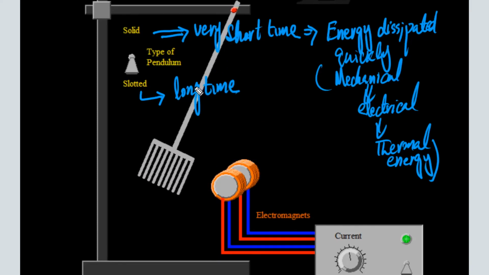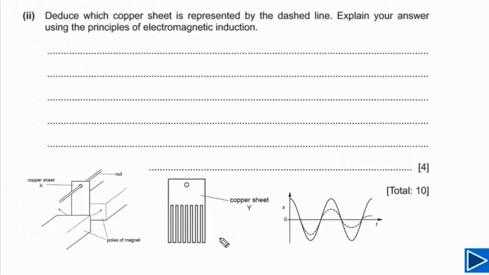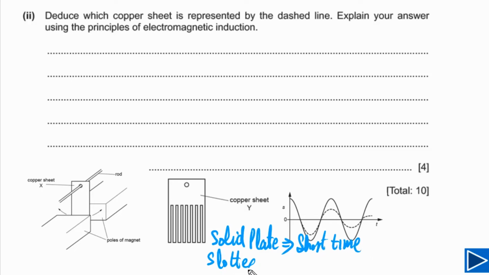Now we will explain this one using the principle of electromagnetic induction. In the animation we have seen that the time taken by the solid plate was very short, but the time taken by the slotted plate was very long. Now we have to use this fact and find out which curve is represented by the solid plate and which one by the slotted plate.